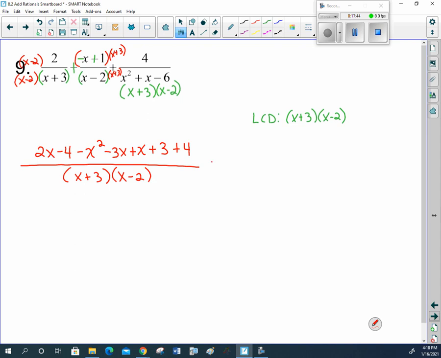Okay, let's combine all our like terms. And we end up with a negative x squared. 2x and a negative 3x is negative 1x plus x, so that's 0. And then negative 4 and positive 4 is 0, so that leaves us with plus 3 over x plus 3 and x minus 2.